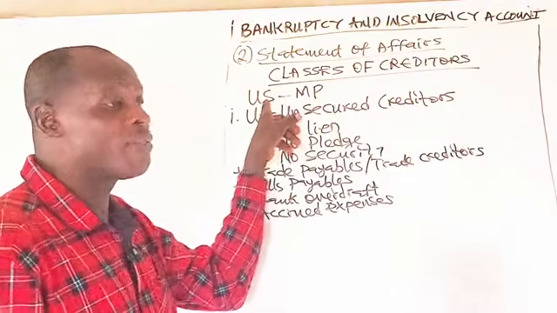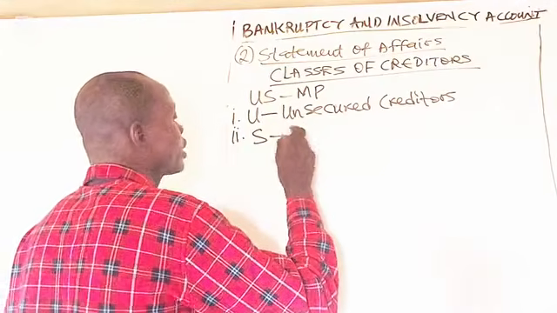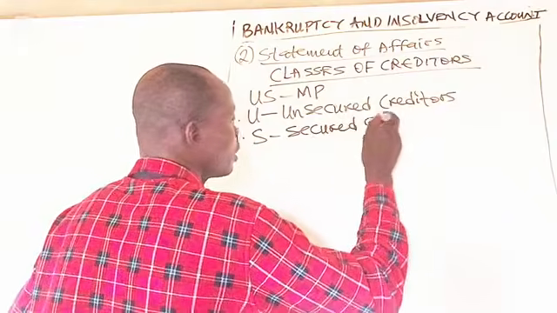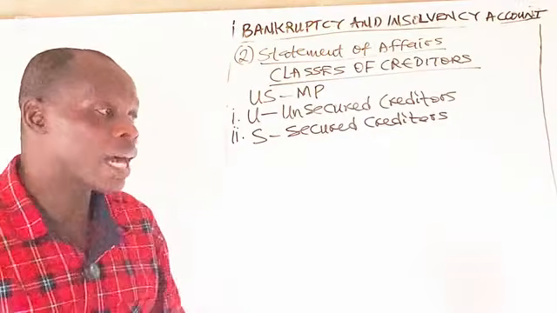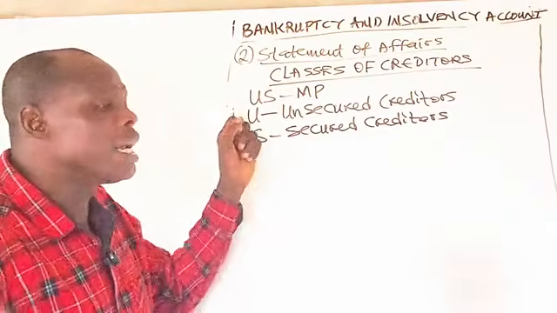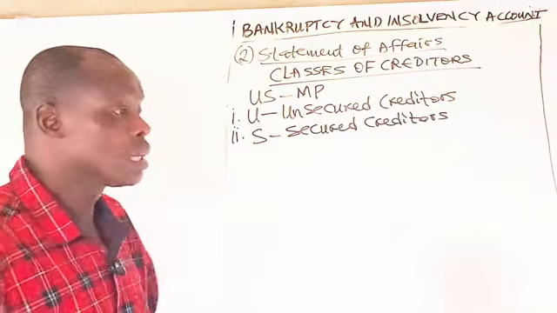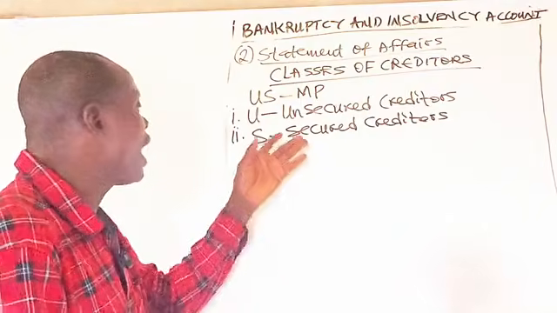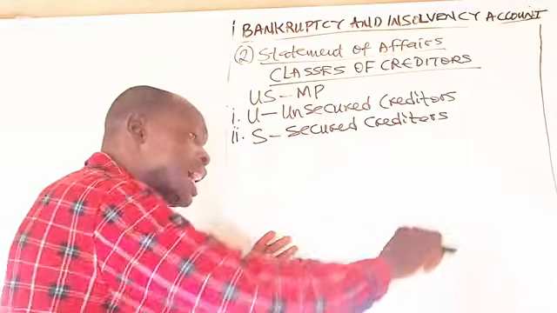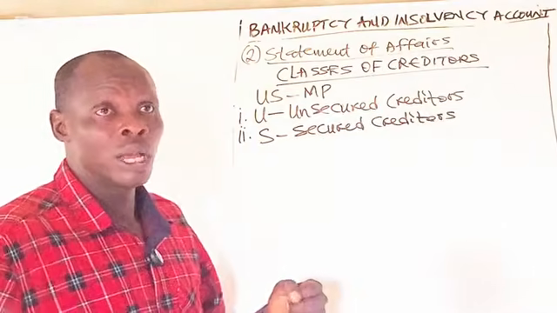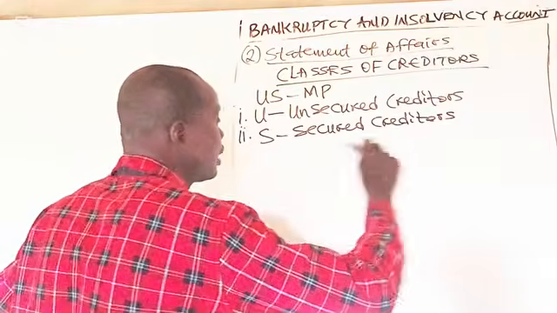After letter U, we have S. The S stands for secured creditors. Secured creditors are creditors that hold a charge over specific assets of the business. That is, there is collateral. In obtaining those loans, the entity used an asset as collateral. That is why we said they are secured.